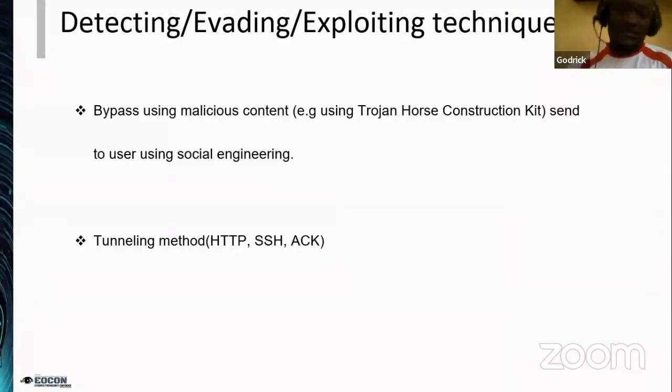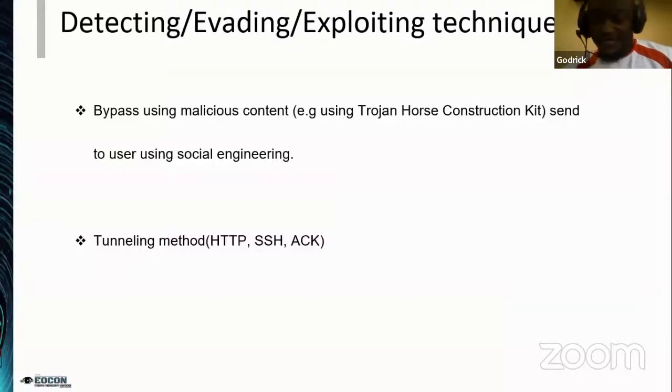Now, the next one, we could also bypass the firewall using malicious content. We can construct a Trojan, with a Trojan horse construction kit, in order to get to our target without the firewall being aware. And like I said, the easiest one is social engineering, because humans will still remain the weakest link in any defensive system.